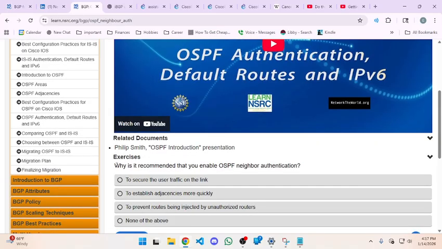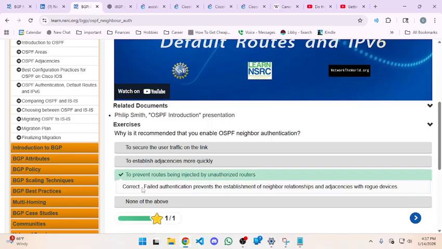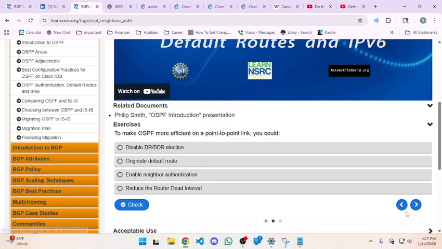Why is it recommended that you enable OSPF neighbor authentication, to prevent routes from being injected by unauthorized routers? Yep. Failed authentication prevents the establishment of neighbor relationships and adjacencies with rogue devices.